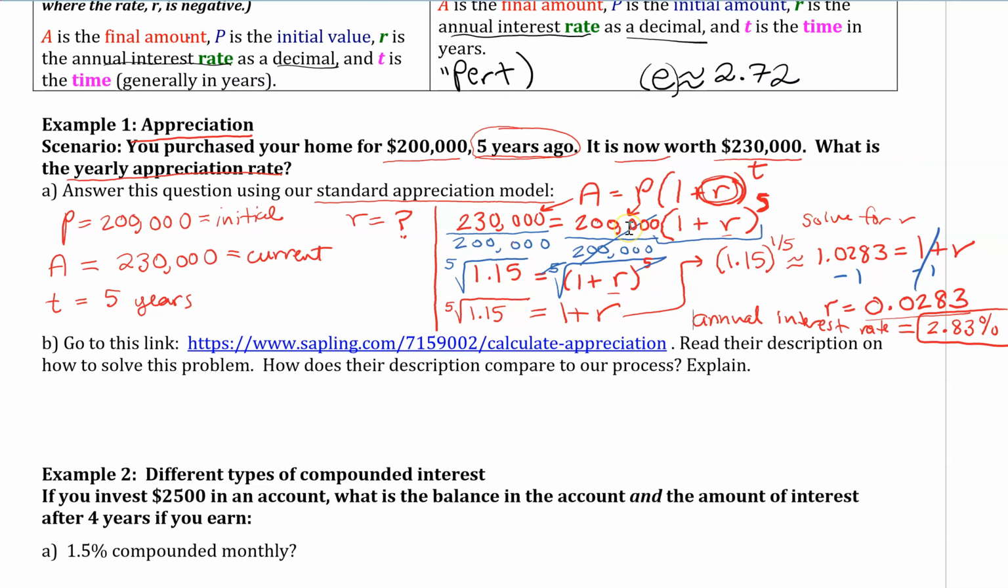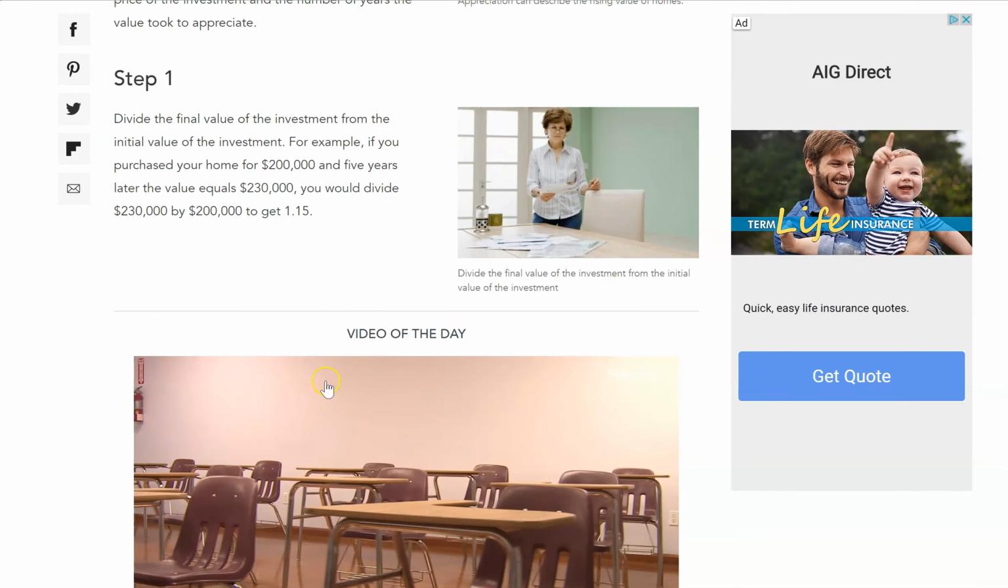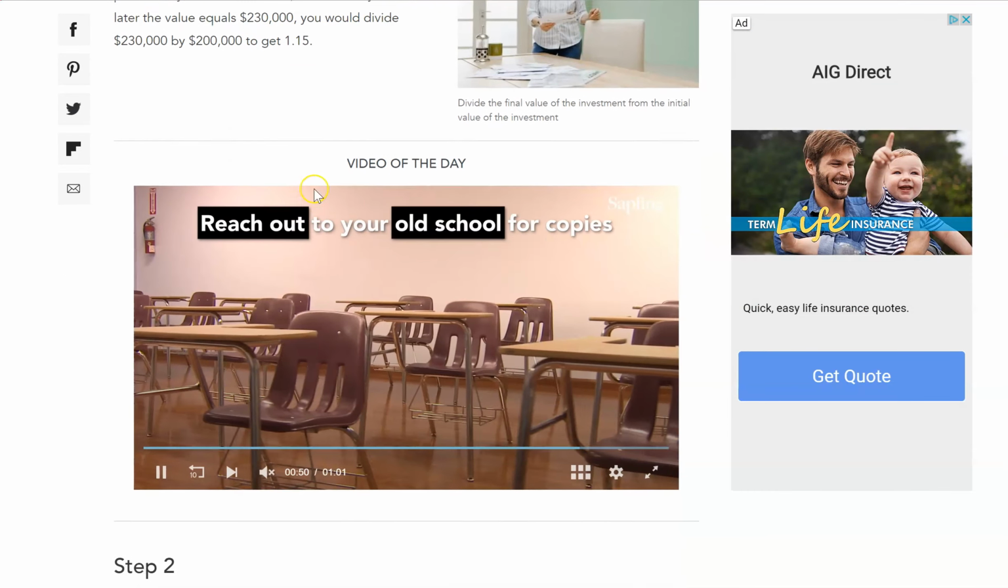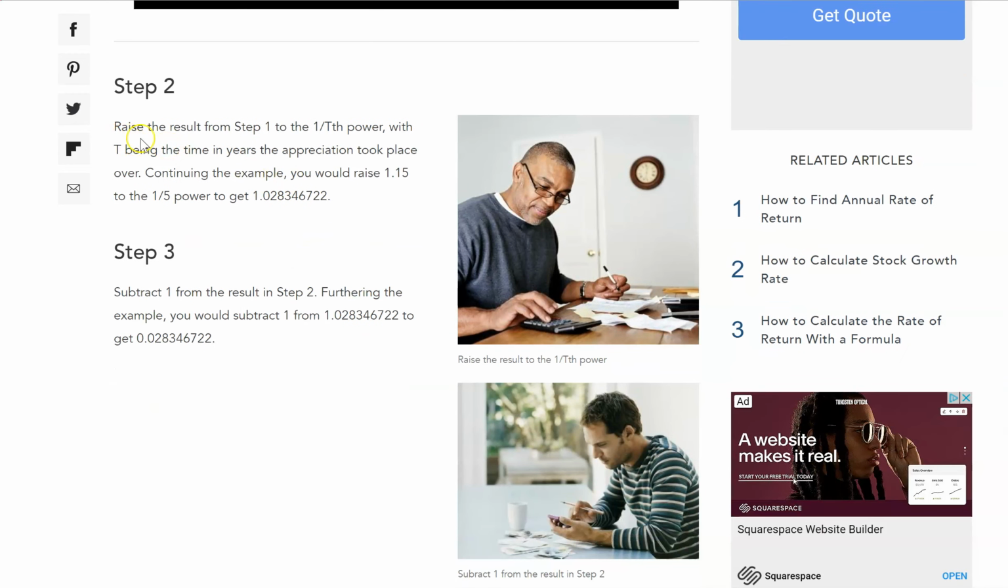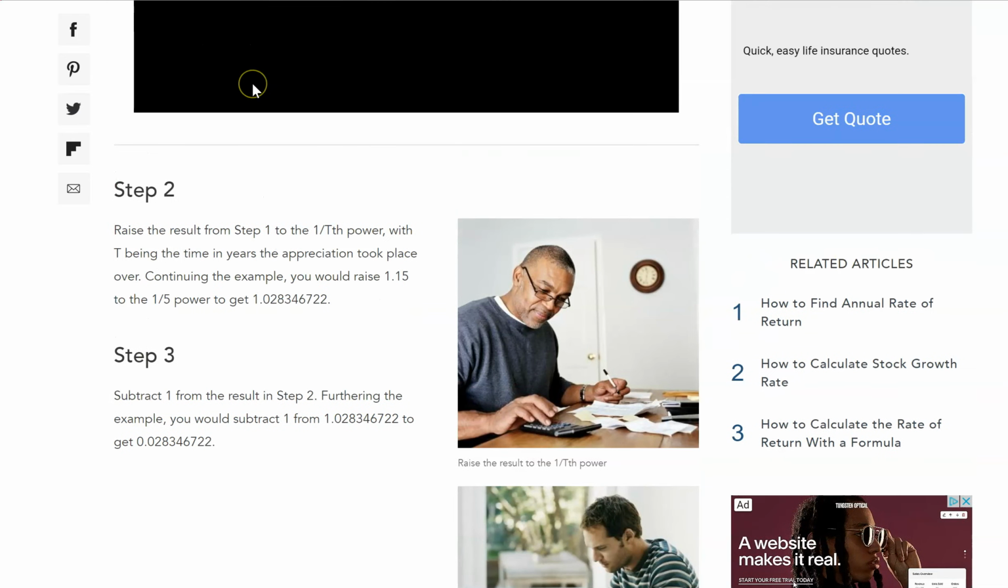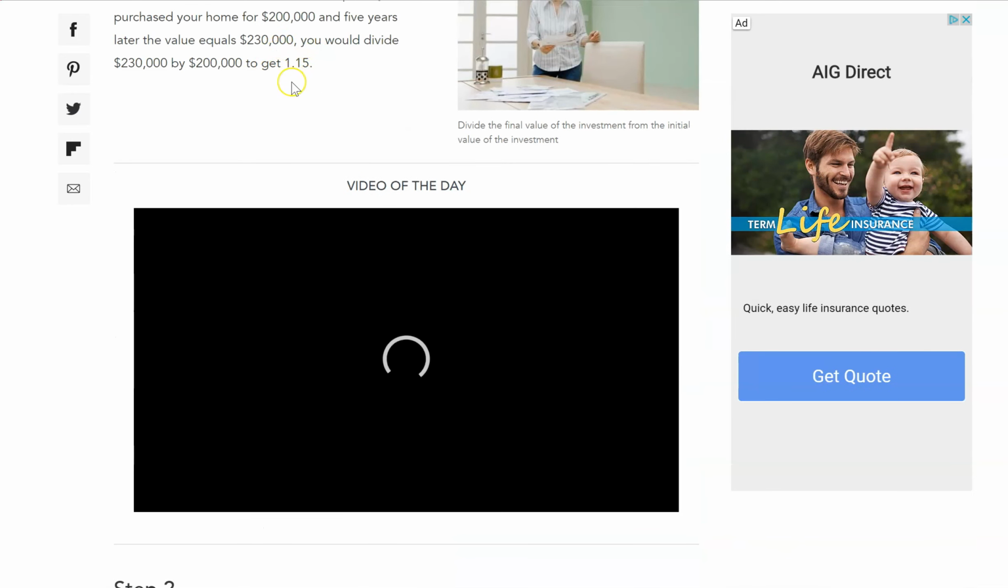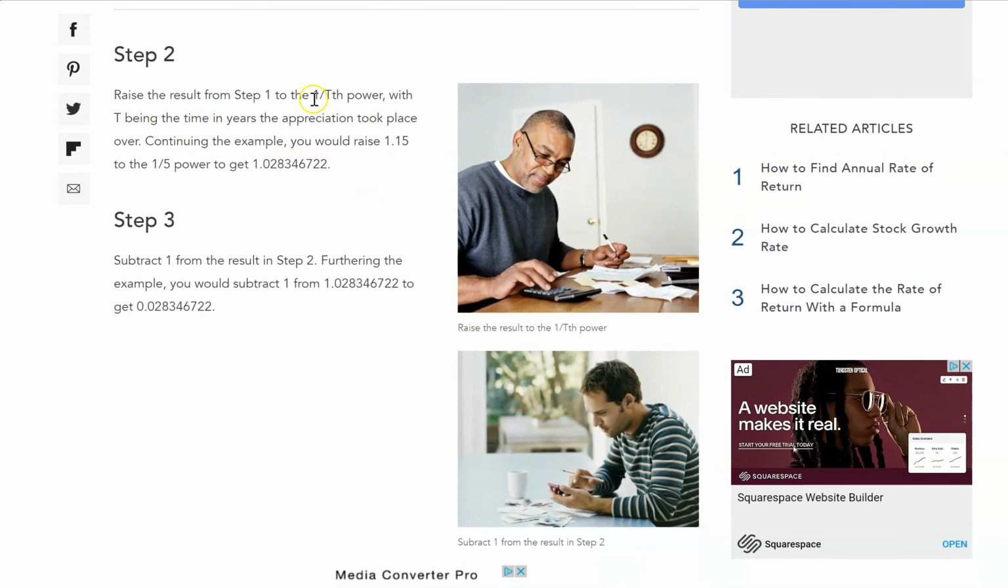But that's just a natural course of action when you set this up into a formula. Okay, and then if you go back here, they say, okay, you got 1.15, just like we did. Sorry, ignore all these ads, I apologize. Then step 2 says, raise the result from step 1, where we ended up with 1.15, to the 1 over t power, where t is the time in years that the appreciation took place. So in our example, that was 5 years. So they took 1.15 and raised it to the 1/5 power to get 1.0283 like we got.